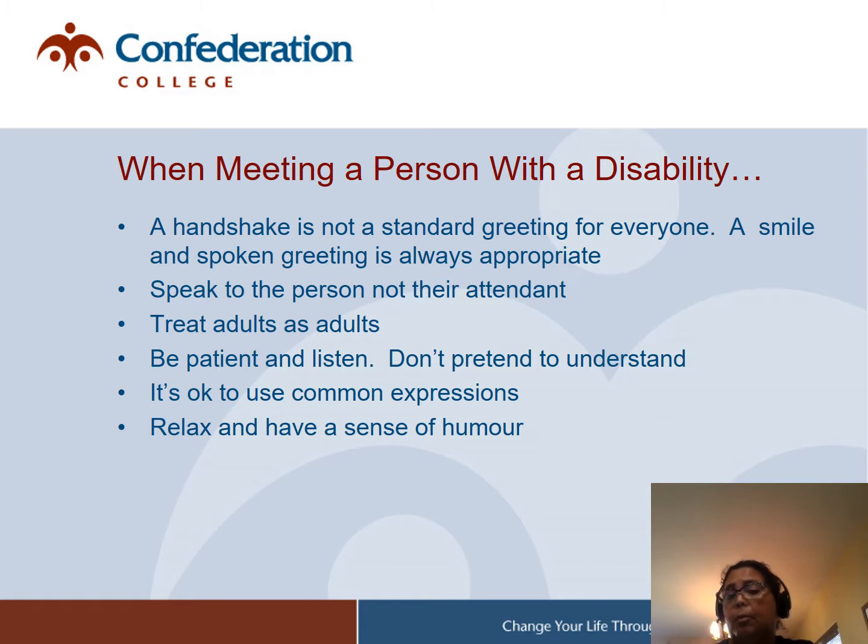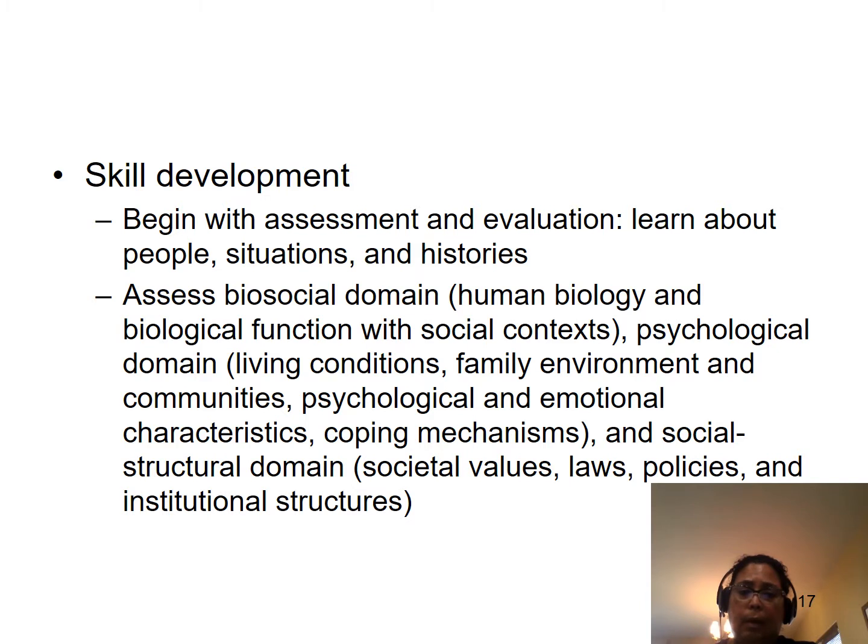What to do when you're meeting someone with a disability. Most of you have met people with disabilities. You treat them the same way you do everyone else. If there's a visible impairment, then yes, you need to be more patient and try to accommodate. As far as skills and working with people who are disabled from a human services standpoint, you need to complete assessments and evaluations, learn about situations, and assess the biopsychosocial impact of their challenges. So they're not disabled. Don't think about them that way. Think about how they are abled. What are their strengths?